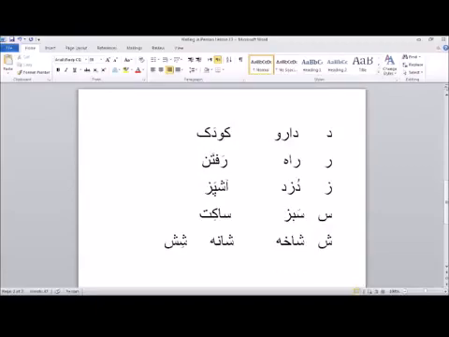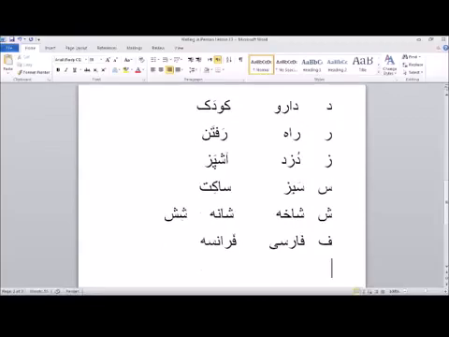Then we had the fe, which is a collective. Example would be Farsi. Okay, Farsi, the language of Persian. Farsi. F, A, R, A, N, S, E: Faranse. Okay, Faranse means French.